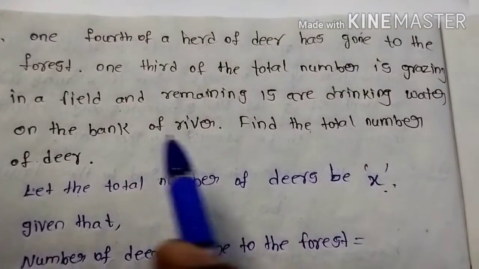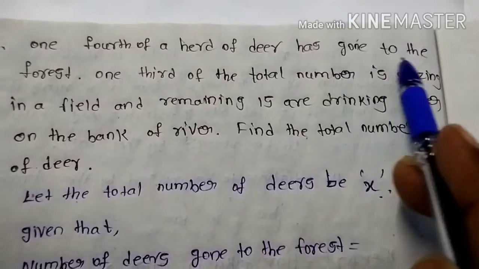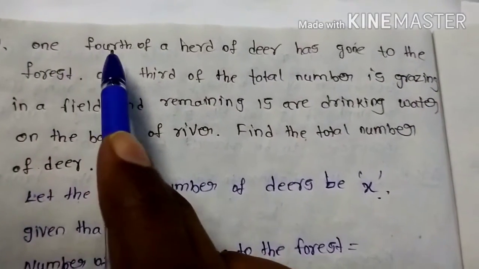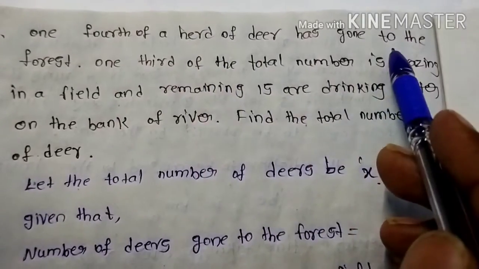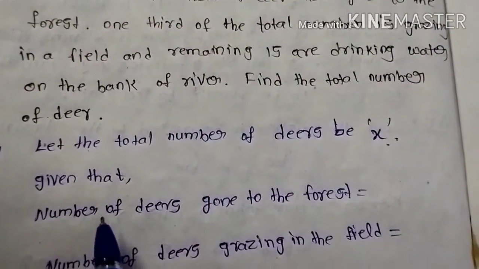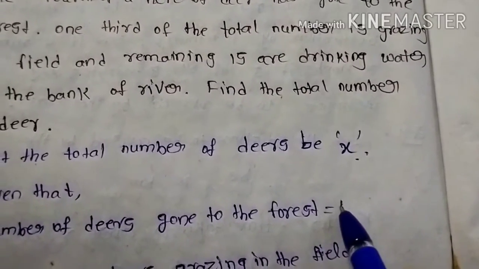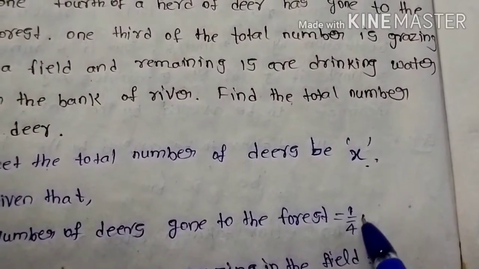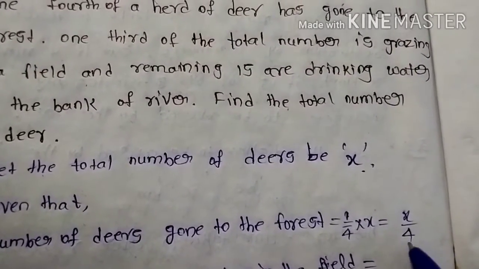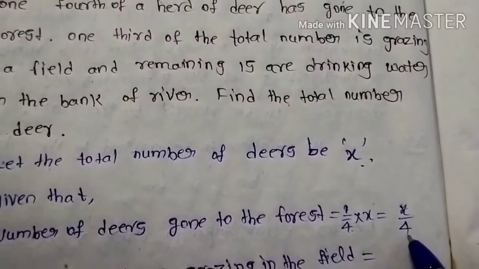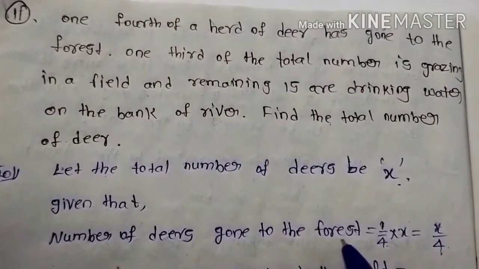In that x, once you can see here, 1/4 of a herd of deer has gone to the forest. 1/4 of the total deer went to where? Here, forest. So that I am writing here, given that number of deer gone to the forest is 1/4. That means 1/4 into x. 1/4 into x means, can I write here x by 4 or not? x into 1, x only. You can write here x by 4. That means x by 4 deer gone to the forest.